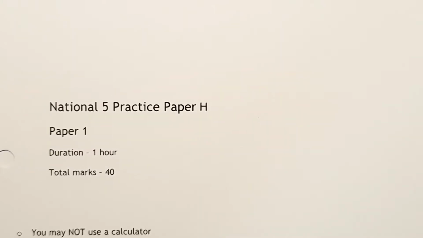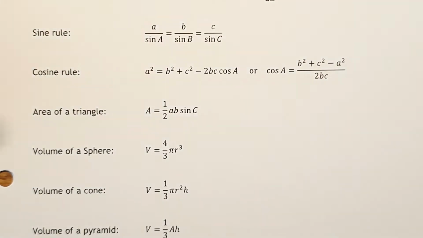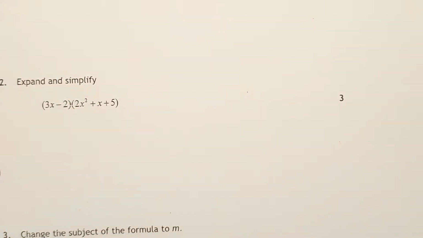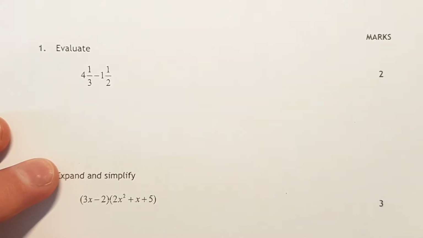National 5 Maths, Practice Paper H, Paper 1. Now, in the first question, what we're asked to do is to evaluate 4 1/3 subtract 1 1/2.